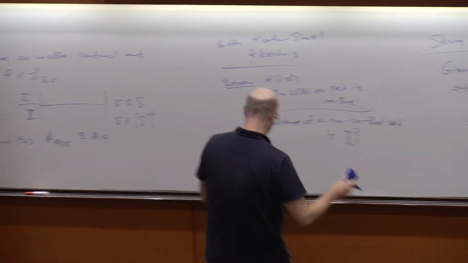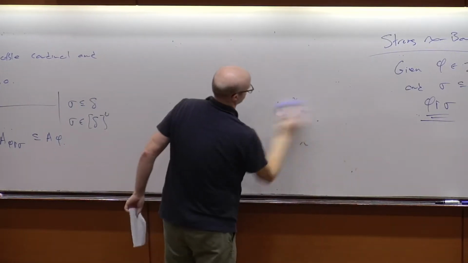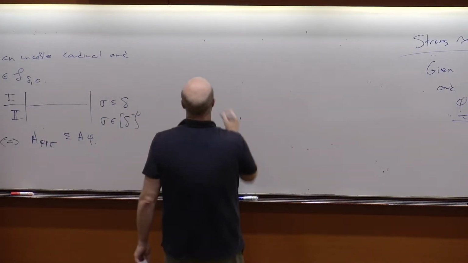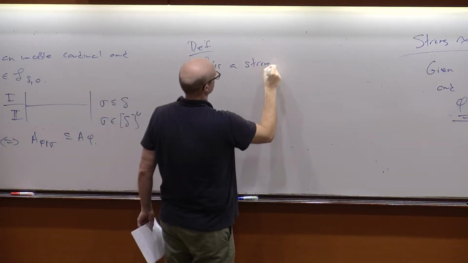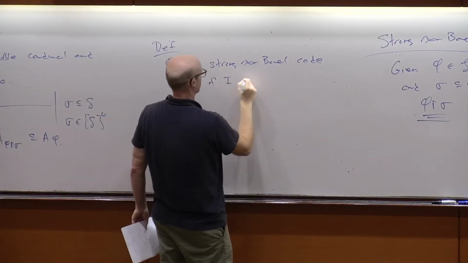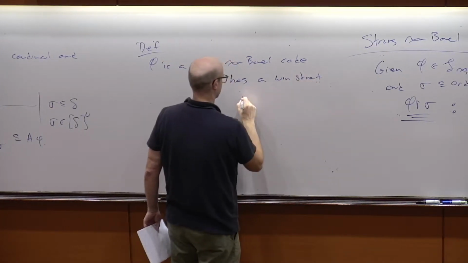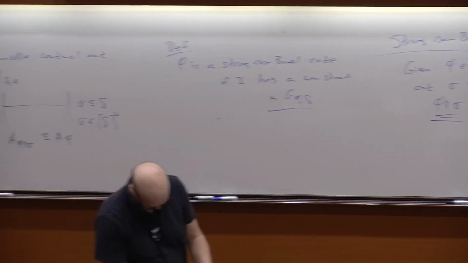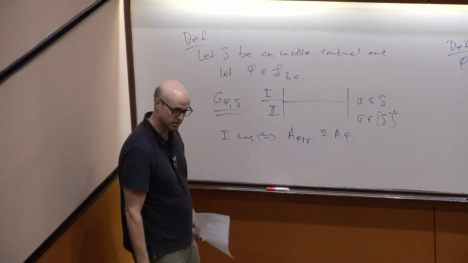Okay, and now we say that phi is a strong infinity Borel code if 1 has a winning strategy in this game, G phi delta. And we're going to make two observations about this. One is that the game is actually of the type that ordinal determinacy applies to.